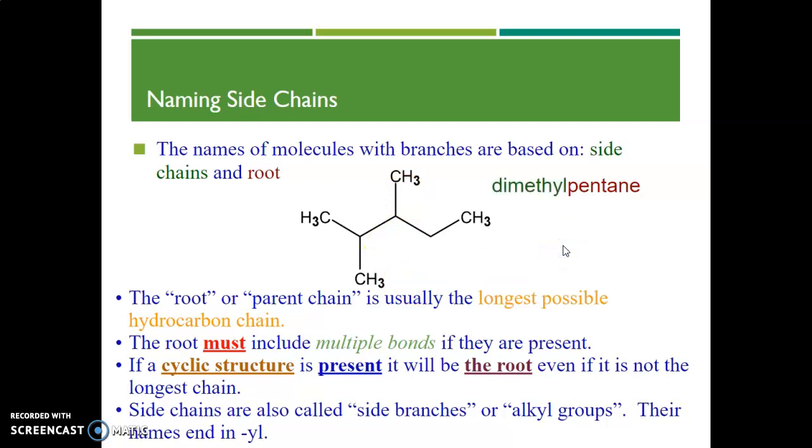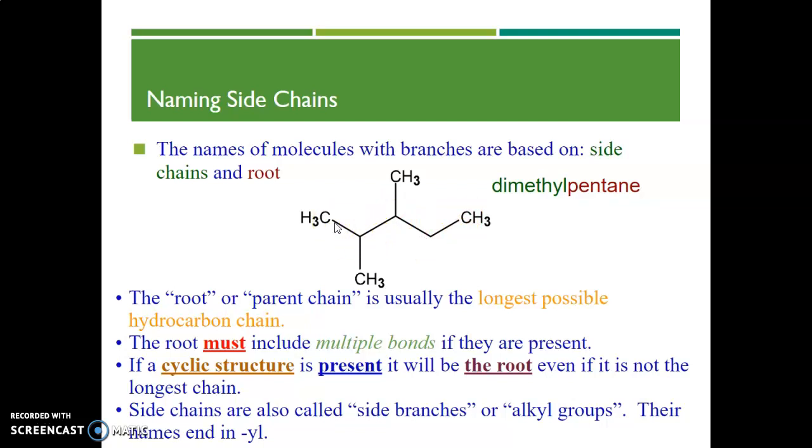Now, the very last part to name this all the way is we have to indicate where the branches are. Just like how I had to tell you where the double bonds are by telling you the location, I have to do the same thing with the branches. So when we're numbering, I counted 1, 2, 3, 4, 5.